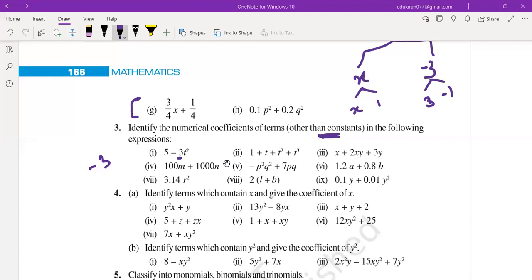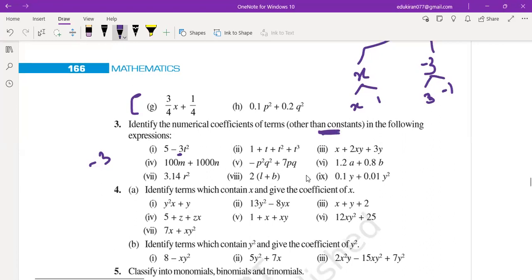Second one, the terms are t square and t cube, right? So all the coefficients would be 1 only, right? Yes, ma'am. Third one, the terms are x, 2xy and 3y. The coefficient for x would be 1, the coefficient for 2xy would be 2, and the coefficient for 3y would be 3. Yes, ma'am. I wrote 2 and 3, but I did not write 1. 1 is there. Okay?